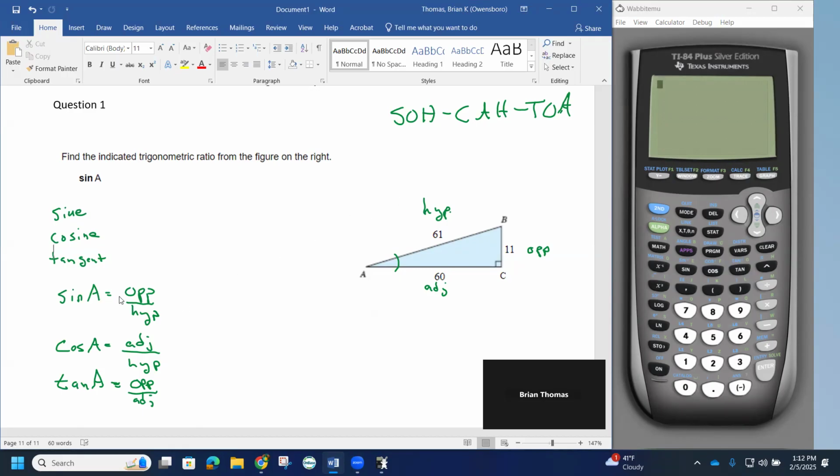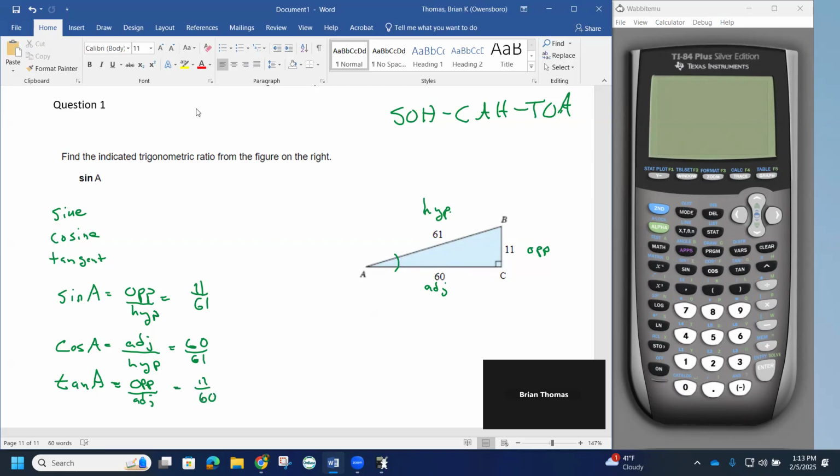So the sine of an angle, since we're talking about angle A, the catch is if we're talking about angle A, then the 11 becomes the opposite, the 60 becomes the adjacent, and the 61 becomes the hypotenuse. So for this problem, the sine of angle A would be 11 over 61. The cosine of angle A would be 60 over 61. And the tangent of angle A is going to be 11 over 60.